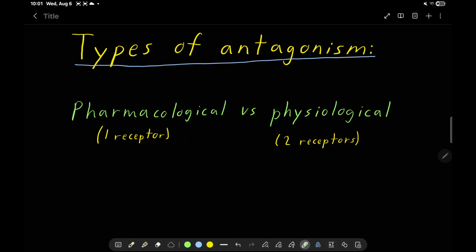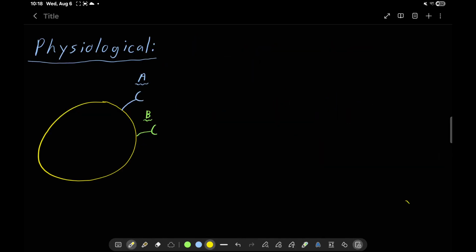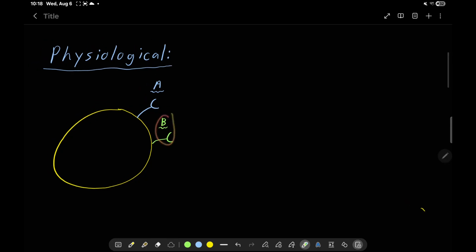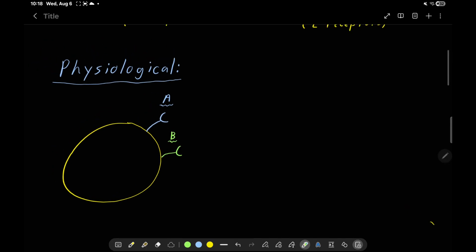So how does this work? Let's first take a look at physiological antagonism. As we said, physiological antagonism involves two separate types of receptors. As you can see here, we have receptor type A and receptor type B. Both of these receptors are linked to two separate responses.